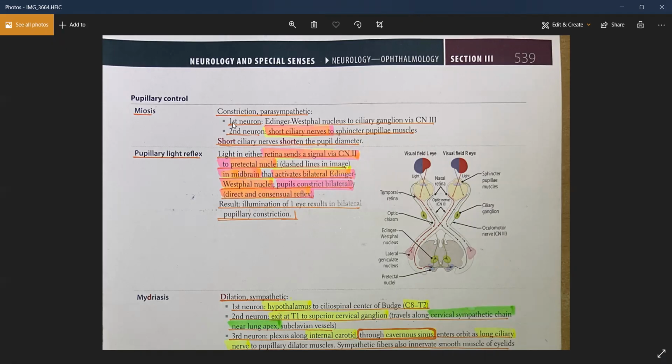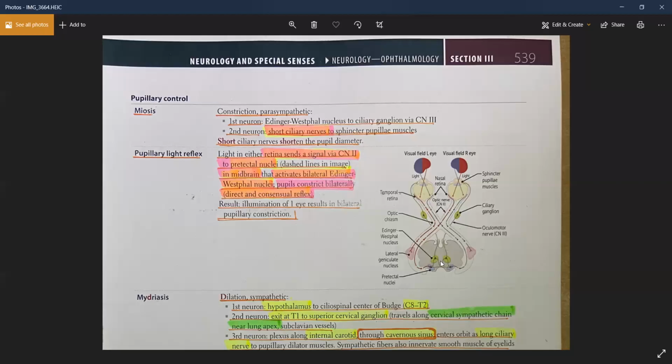So the first neuron originates from the Edinger-Westphal nucleus and travels to the ciliary ganglion via the third cranial nerve. From the ganglion, you have the short ciliary nerves, and they cause the sphincter pupillae muscle to contract, and as a result you will have a constriction, you will have miosis. So remember, short ciliary nerves will shorten the pupil diameter. That's how you can remember.